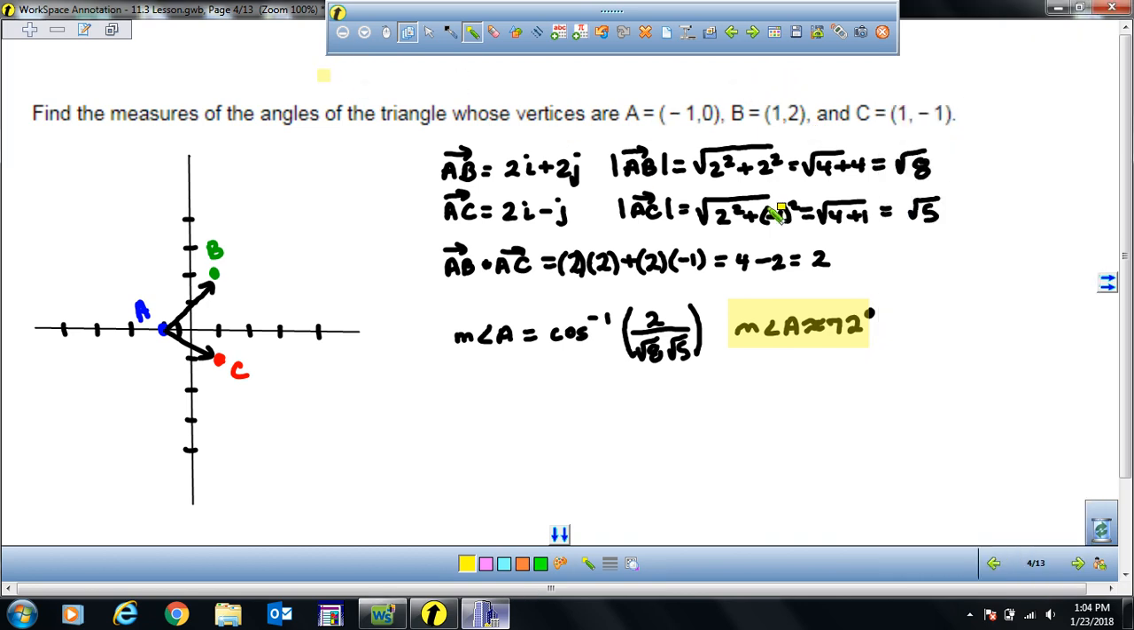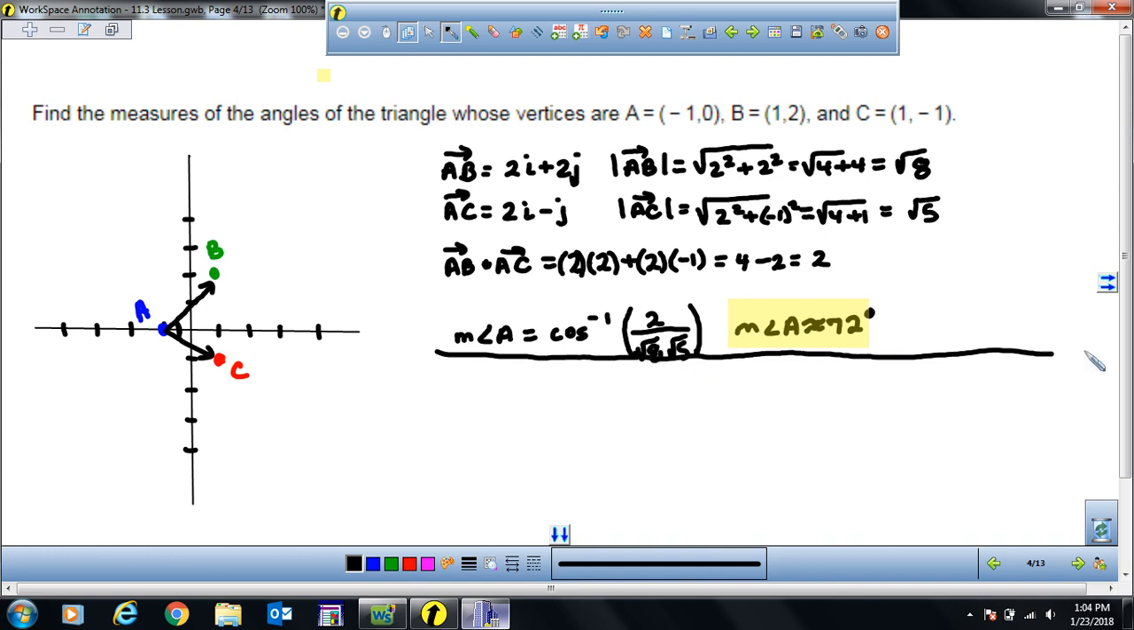Next, let's follow the same process, and now we're going to do the same thing to find the angle B and the angle C. So for the angle B, we need to draw two vectors starting from B. So it would be BA and BC. So a vector going this way, BA, and this vector, which is BC. That's what we have to do to be able to find that angle.